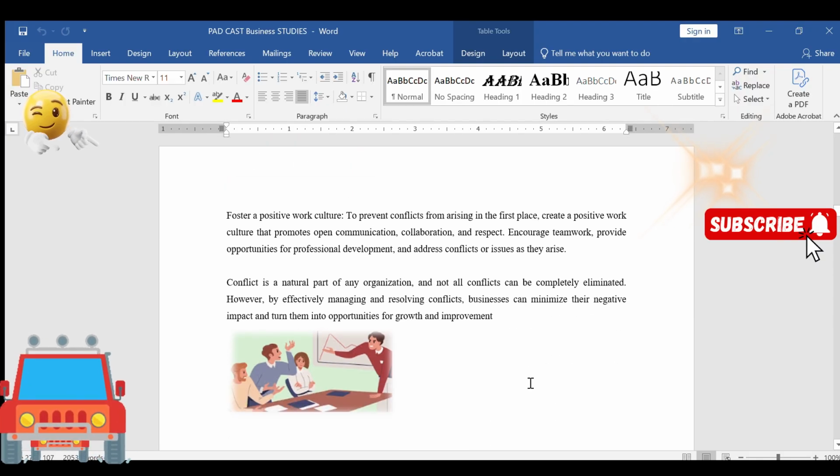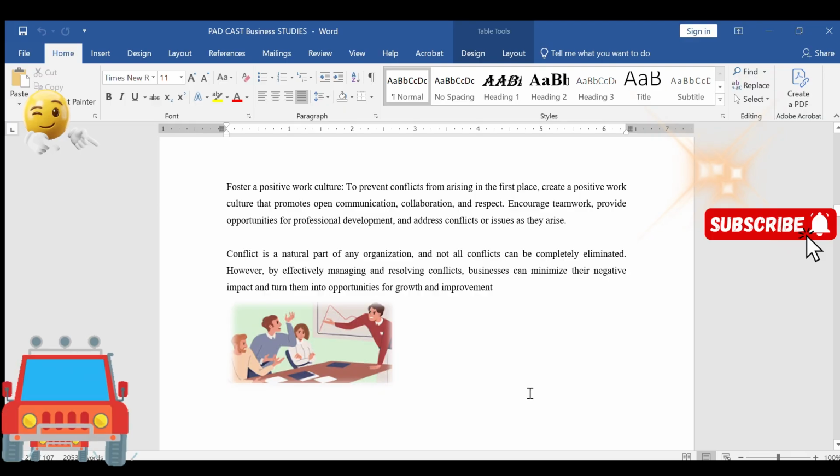Foster a positive work culture to prevent conflicts from arising in the first place. Create a positive work culture that promotes open communication, collaboration and respect, encourage teamwork, provide opportunities for professional development, and address conflicts or issues as they arise.